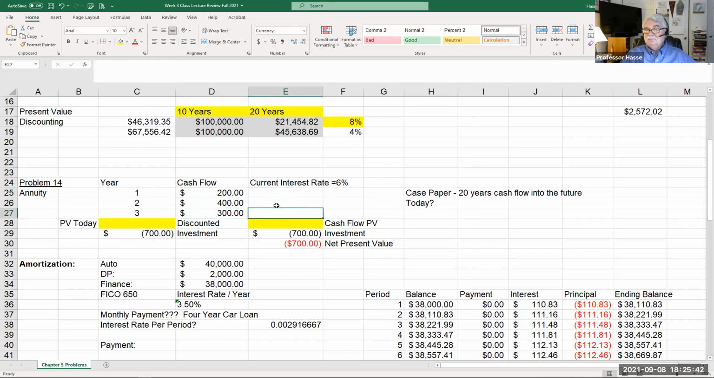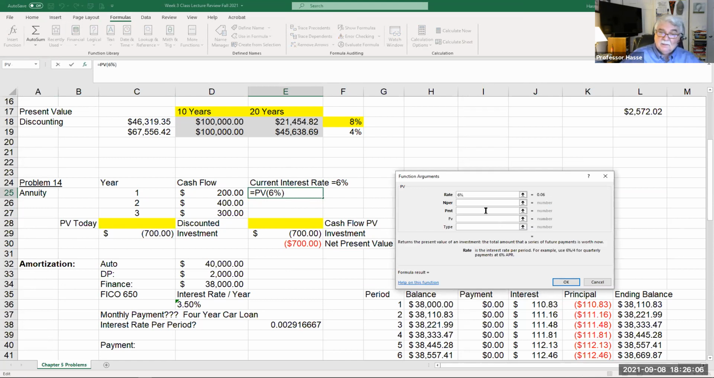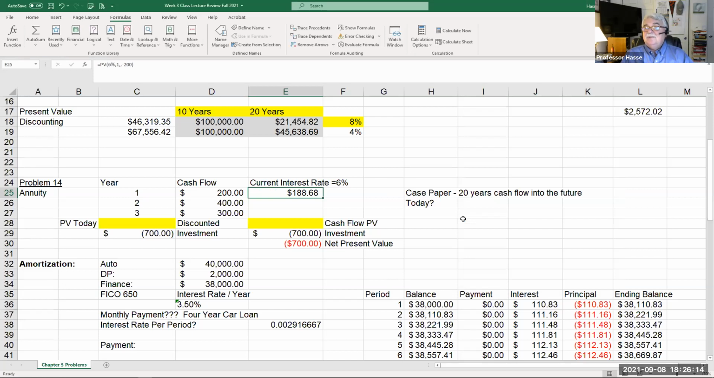Year 1, formula, function, financial, present value. What is the present value of $200 being received this next year with a discount rate of 6%? 6%, 1 year, future value is minus $200. So that $200 is worth $188.68 today. I'm getting it at the end of this year, but today it's worth $188.68.